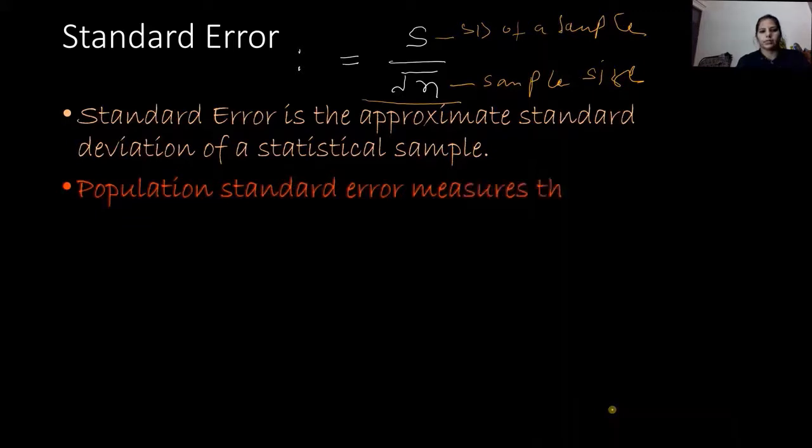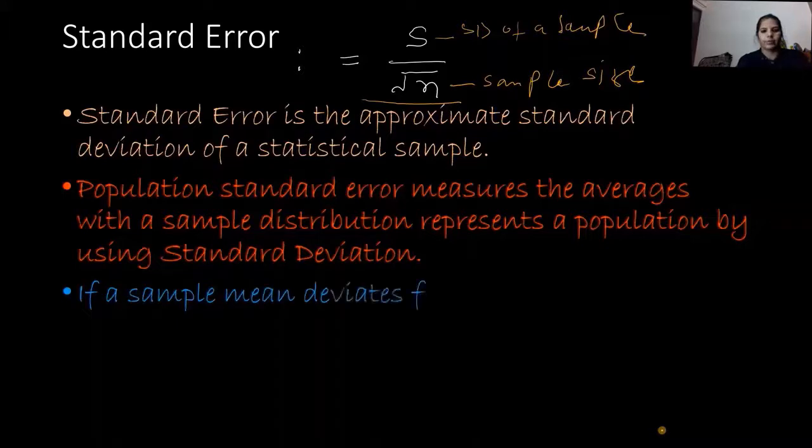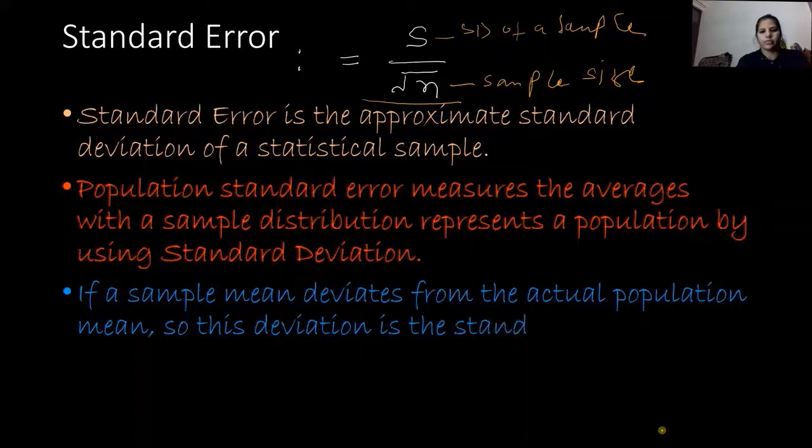Population standard error measures the averages within a sample distribution which represents a population by using standard deviation. If a sample mean deviates from the actual population mean, this deviation is the standard error of the mean. Standard error tells us about the quality of a data analysis, about the estimate, how good our estimate or sample mean is of a population mean.